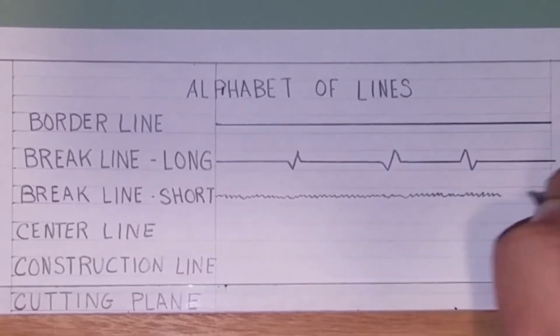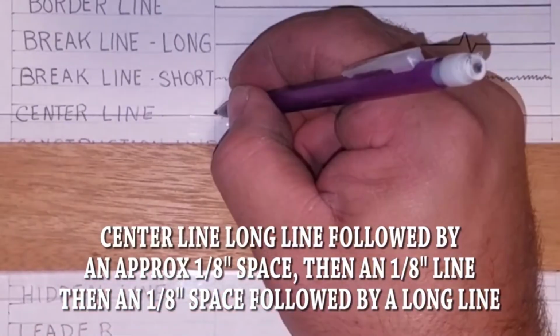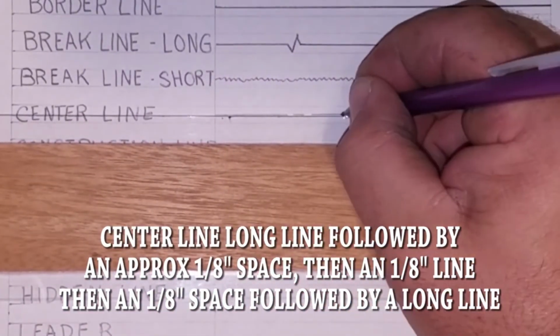The next is going to be a center line. This here is going to be a long line followed by an approximate 1/8 inch space, then a 1/8 inch line, then a 1/8 inch space followed by a long line again. You then can repeat that same process several times as illustrated. Remember, you're going to be centering the objects in the space provided the best you can.